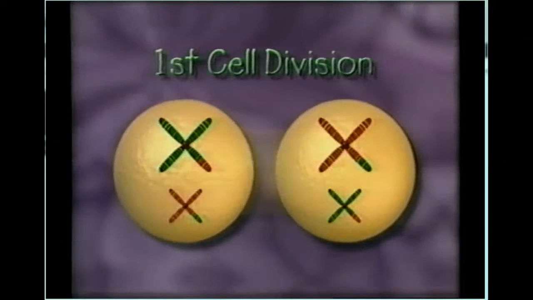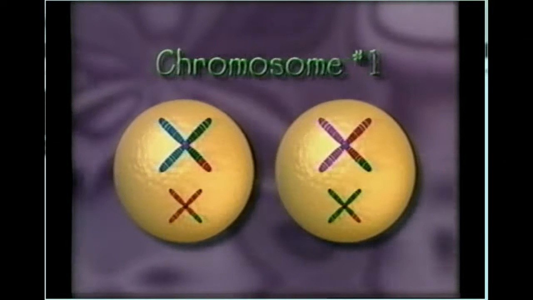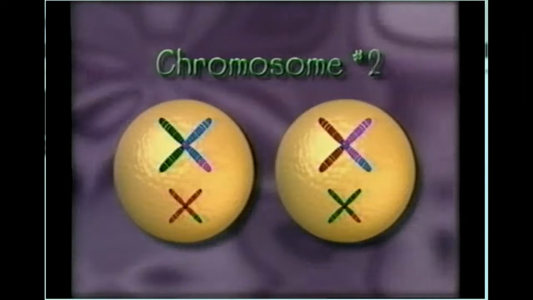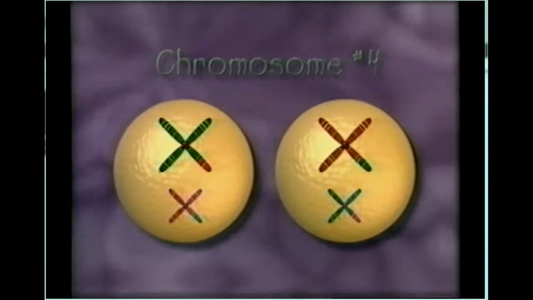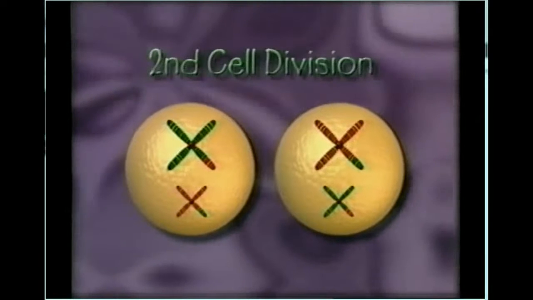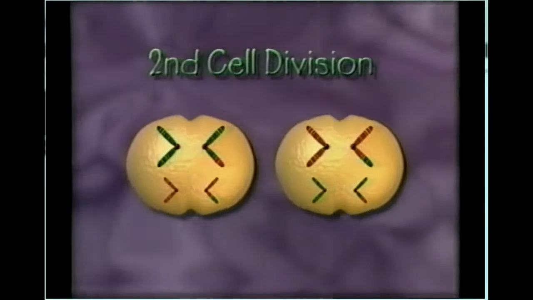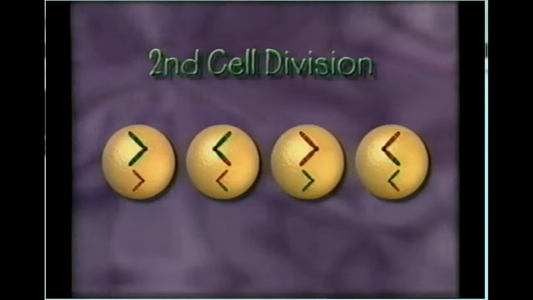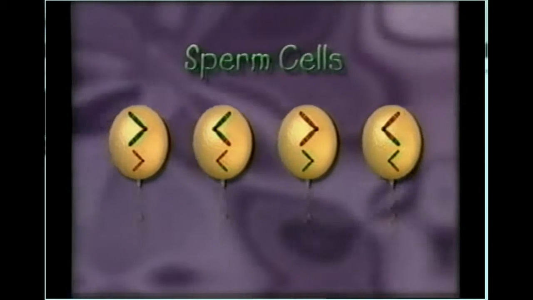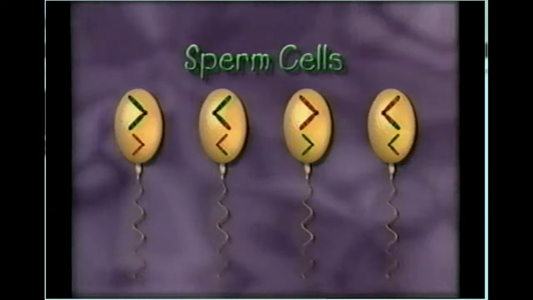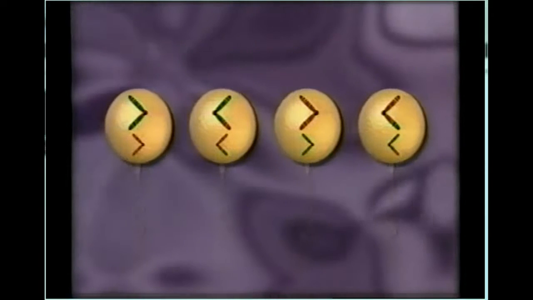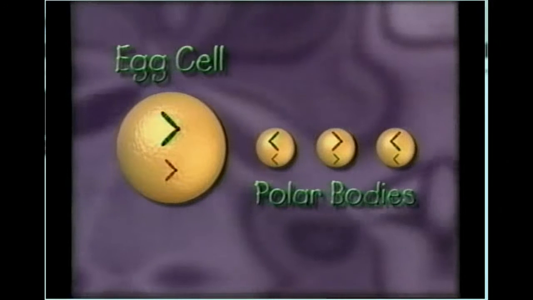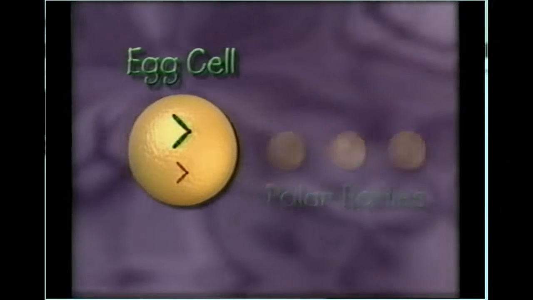Now, each of the 2 cells has half the number of chromosomes as the original cell, but each chromosome has already doubled. Next, these 2 cells divide to produce a total of 4 cells, each having just half the chromosomes of the original parent cell. In the male organism, these 4 cells become sperm cells. In the female, the division is unequal, resulting in 1 egg cell and 3 polar bodies. Only the single egg cell survives.